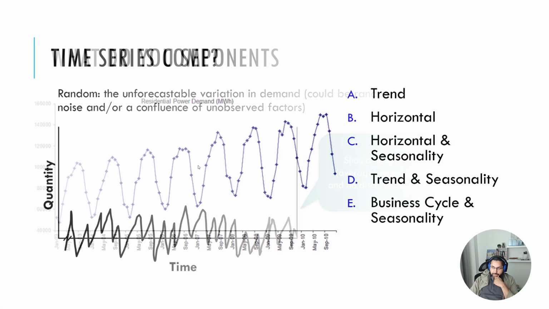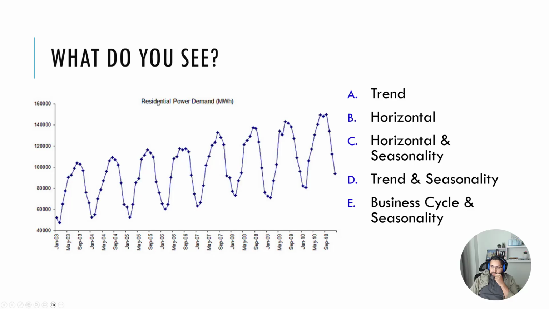Now let's look at an example. So what do we see? This is residential power demand in megawatt hours, and we have monthly data. So every 12 observations is 1 year. So over multiple years, it's monthly data. Okay, so what do we see? Do we see a trend?